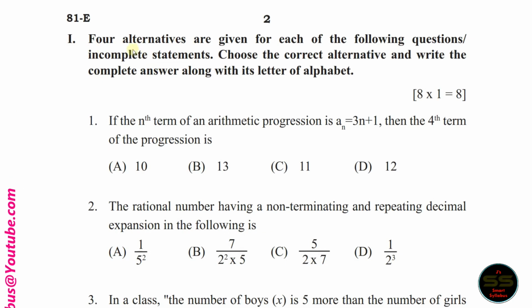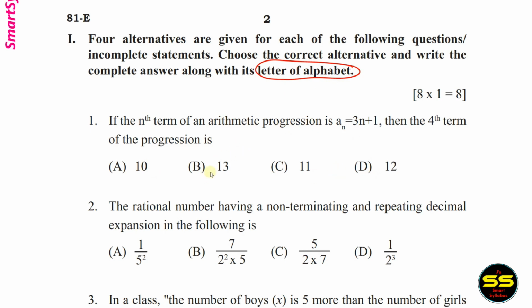For the first question, as you can see, 4 alternatives are given. It means these are MCQ questions. And check this one: write the complete answer along with its letter of alphabet. Even this part is very important from the examination point of view. So what does this mean? As you can see, we have question number 1 and it has 4 options, right? Out of these 4 options, definitely one is going to be the correct answer.